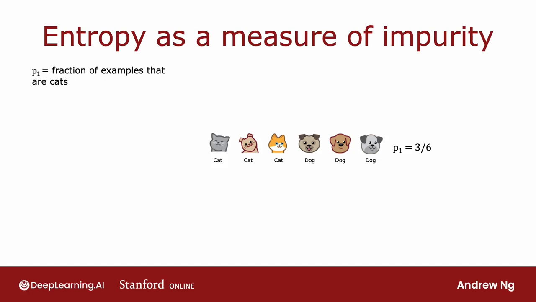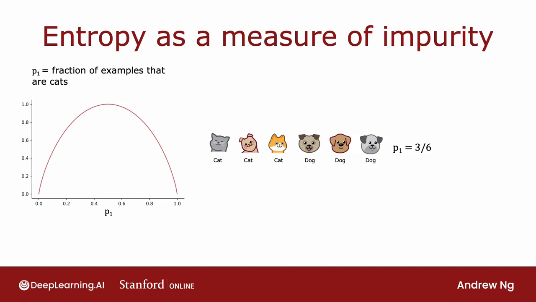We're going to measure the impurity of a set of examples using a function called the entropy, which looks like this. The entropy function is conventionally denoted as capital H of this number P1. And the function looks like this curve over here, where the horizontal axis is P1, the fraction of cats in the sample, and the vertical axis is the value of the entropy. So in this example, where P1 is 3 out of 6 or 0.5, the value of the entropy of P1 would be equal to 1.